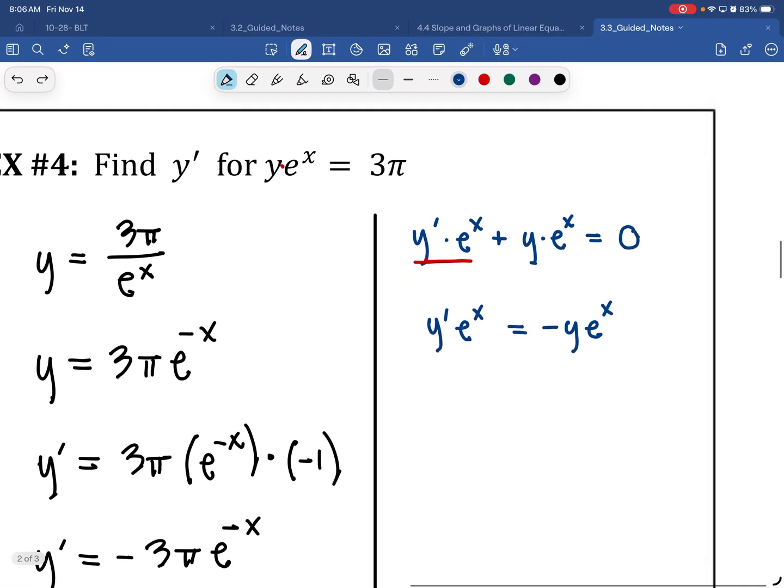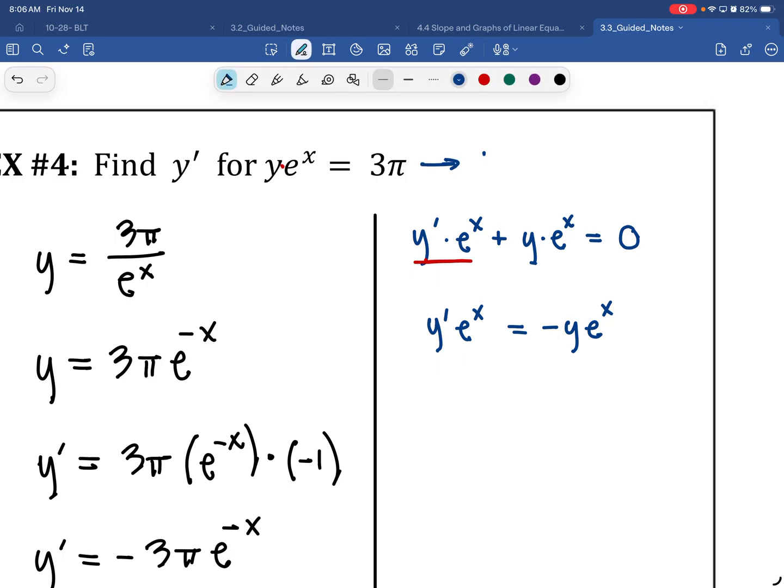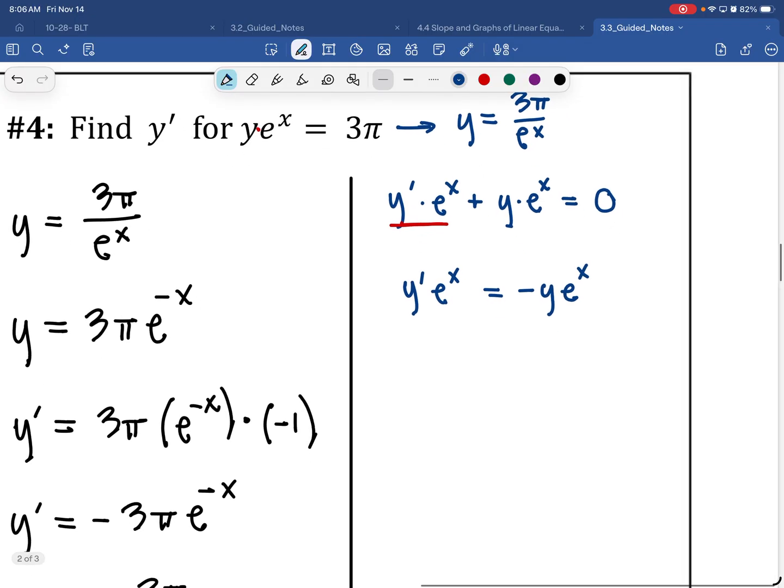Now, I still have a y in my problem. So at some point, I'm going to replace this y with what I get when I solve for that y. I don't want to have multiple instances of y or y prime in my problem. So at some point, I am going to have to rewrite this equation as y can be replaced by 3 pi over e to the x. Right? I only want to have y prime in the problem. I don't want to have any y's. I'm not going to do that yet, though.